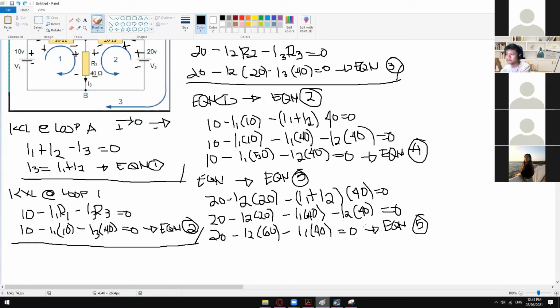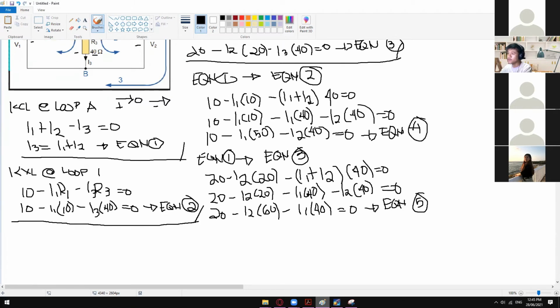The same with the equation number 5. So I just simply get the equation number 1, and then replace the I3 with I1 plus I2. Okay, and then you will get this one as your new equation. So you could say that this is your equation number 5.